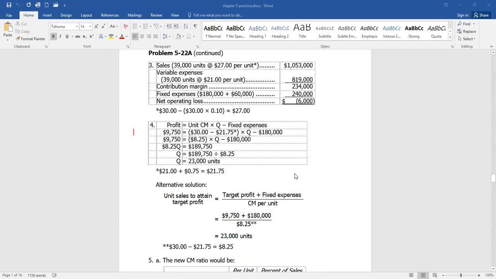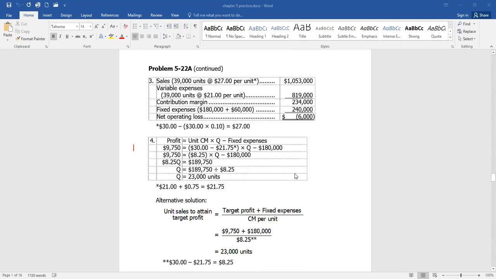There we go. Okay, so just showing you how we use these items to answer questions. Refer to the original data in number 3. The sales manager is convinced that a 10% reduction in selling price from $30, we're going to decrease it 10%, combined with an increase of $60,000 in monthly advertising budget will double unit sales. What will the new contribution format income statement look like if these changes are adopted? Well, first of all, we're still selling 39,000 units.